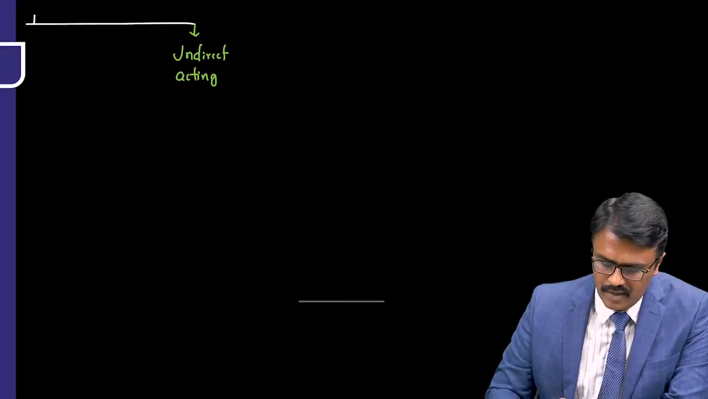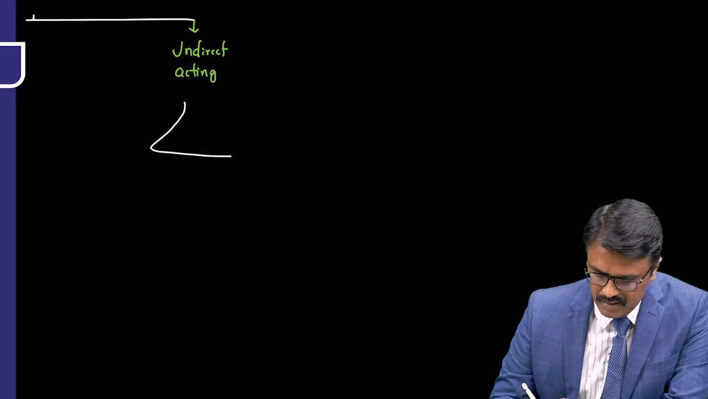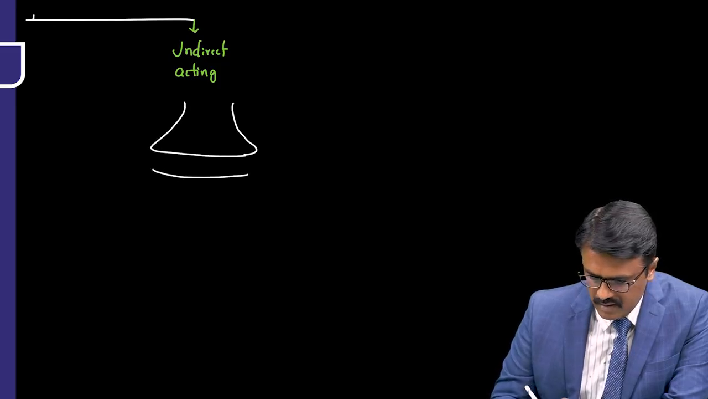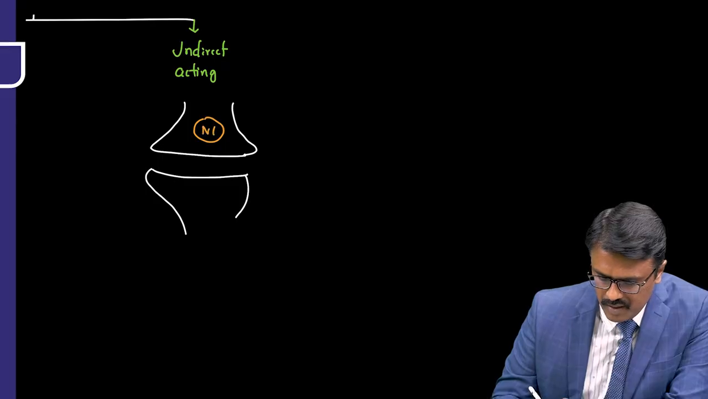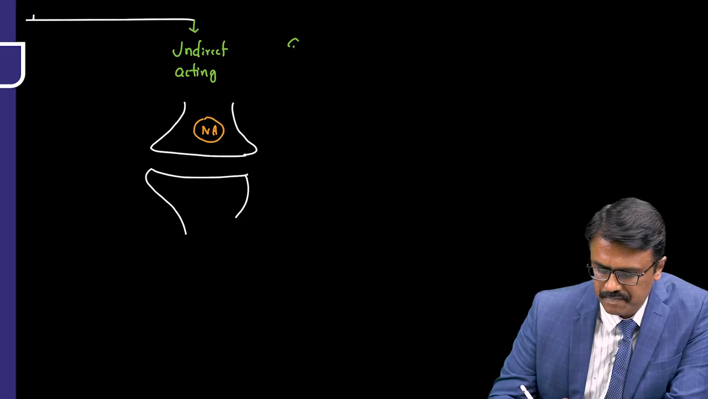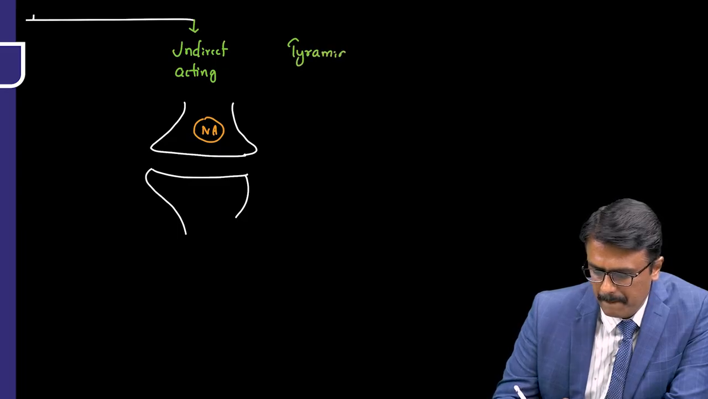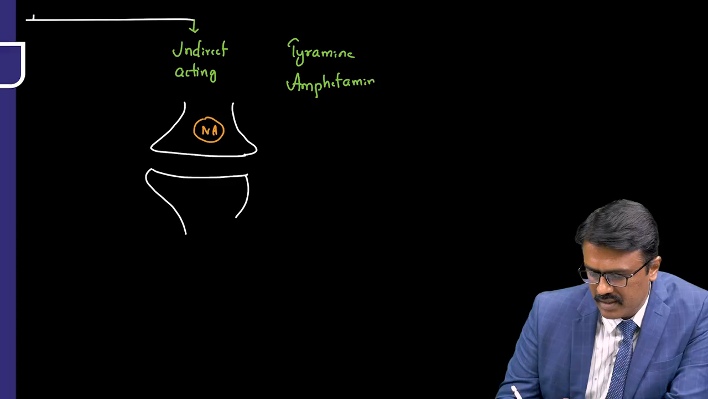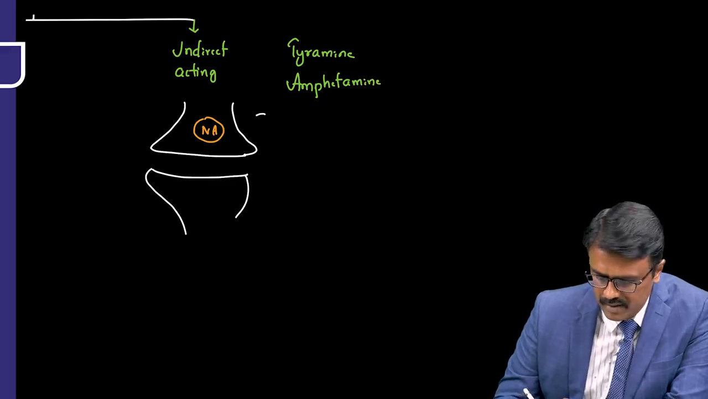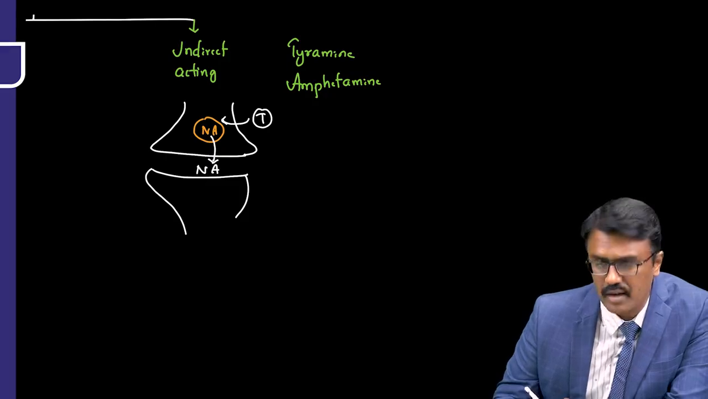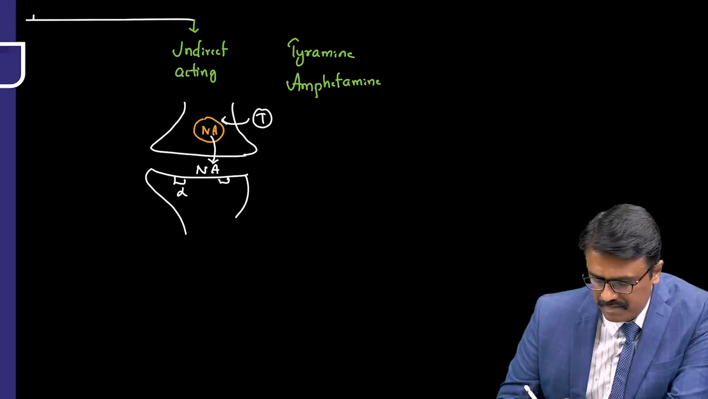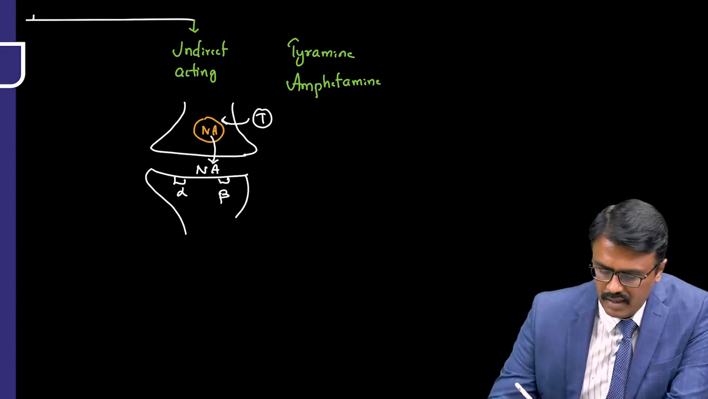What do you mean by that? I've explained that already. This is the synapse, right? So I told you there is storage of norepinephrine inside. Now when we give an indirectly acting drug, examples are tyramine and a drug called amphetamine. Let me take the example of tyramine. When we give tyramine, it will enter inside, and when it enters inside, it displaces norepinephrine from the vesicles, and the norepinephrine gets released. It acts on the alpha and beta receptors. So this is an example of indirect acting.